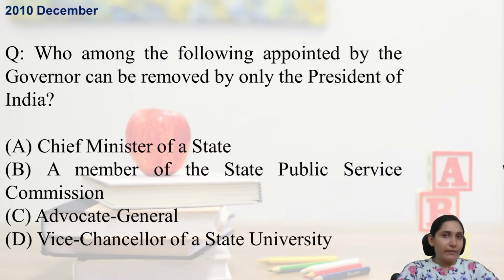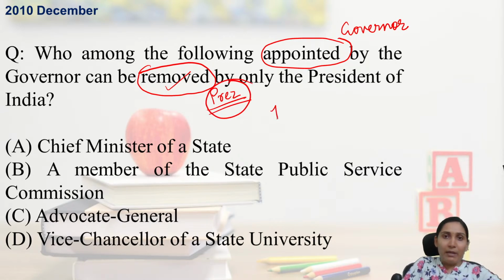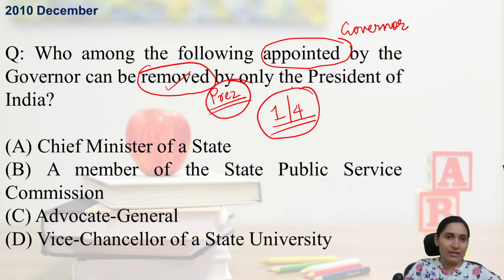So this is the question that we will take up now. Who among the following, appointed by the governor, can be removed only by the President of India? These 4 options are given. All these 4 bodies are appointed by the governor in a state. Even though the appointment is done by the governor, one among them can be removed only by the President. So who is that person or body? Options are: Chief Minister, a member of the State Public Service Commission, Advocate General, Vice Chancellor of a state university.